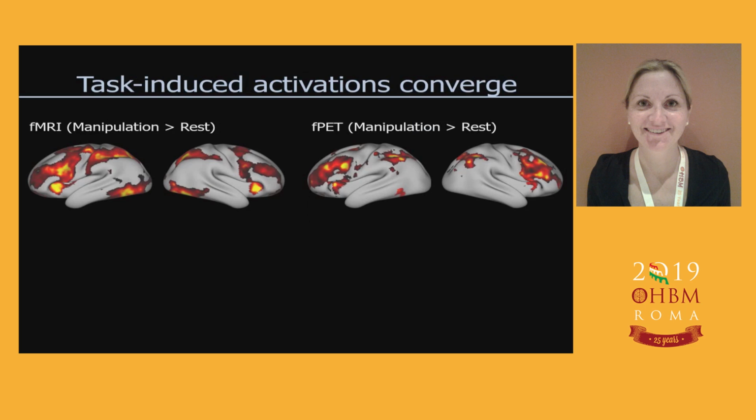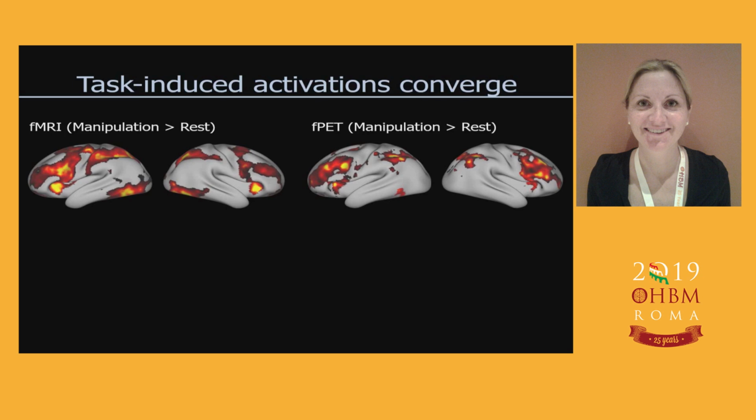The first pattern of results shows that task-induced activations converge very well. On the left, you see the typical fMRI pattern for the contrast manipulation versus rest, so the more difficult working memory condition versus resting state. You see fMRI activity in widespread lateral prefrontal and parietal areas, overlapping with regions of the frontoparietal control network and the dorsal attention areas. Nothing new there. And we see that the functional PET data actually mirrors these activations very well.